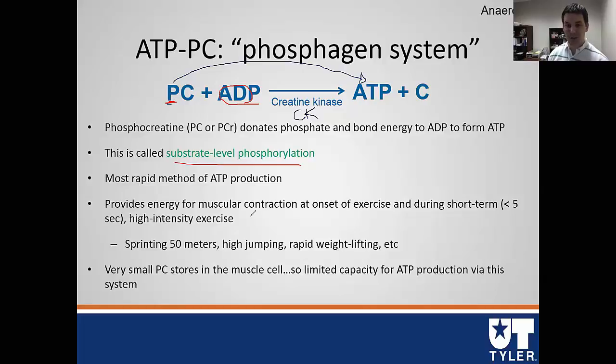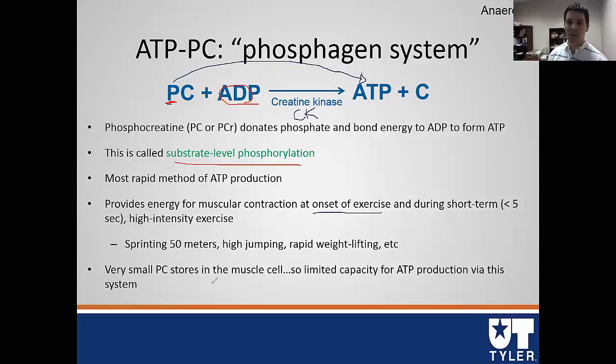So therefore, we're going to rely heavily on this system at the onset of exercise and during short term activity, less than 5 seconds usually, which is going to be predominantly based on the ATP phosphocreatine system, right? So things like sprinting 50 meters or high jumping or rapid weightlifting are going to really involve heavy input from this phosphocreatine system to replenish the ATP that we are using in our muscles.